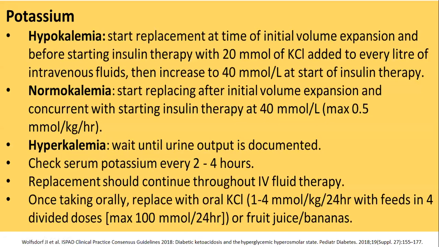If they are hyperkalemic, you wait until urine output is documented, and then you monitor your potassium levels at least every 2 to 4 hours. And once a patient is taking orally and they are still getting hypokalemia, you are actually allowed to give oral potassium chloride at 1 to 4 millimoles per kg with feeds in 4 divided doses.